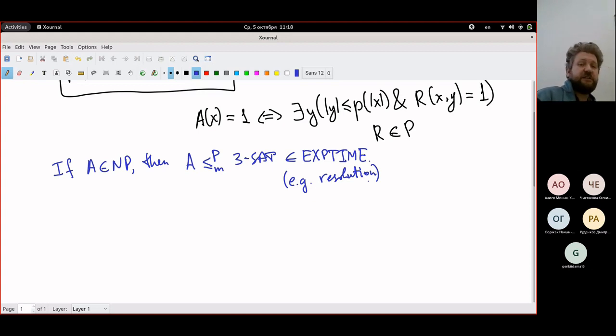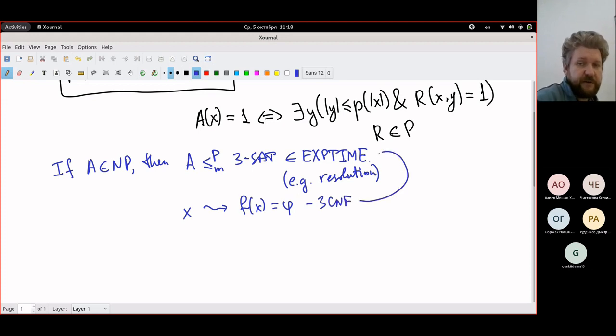But now you have this reduction, and how do you solve A? You take X, you transform it into F of X, which is phi, a 3-CNF, and for phi you apply this resolution algorithm. This is a way of solving any NP problem in exponential time, but here you use Cook-Levin and the transformations.